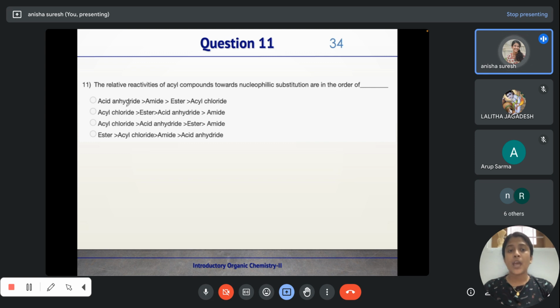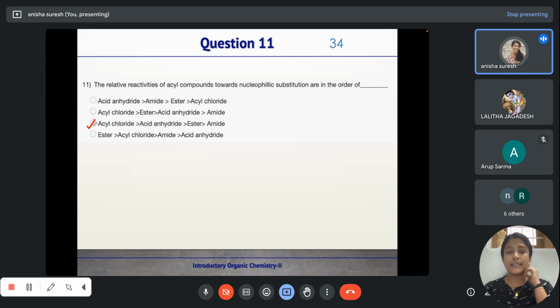For option A, acid anhydride greater than amide greater than ester greater than acid chloride. Option B, acid chloride greater than ester greater than acid anhydride greater than amide. Option C, acyl chloride greater than acid anhydride greater than ester greater than amide. And option D, ester greater than acyl chloride greater than amide greater than acid anhydride. So what is the right answer? Option C. Option C is the right answer.